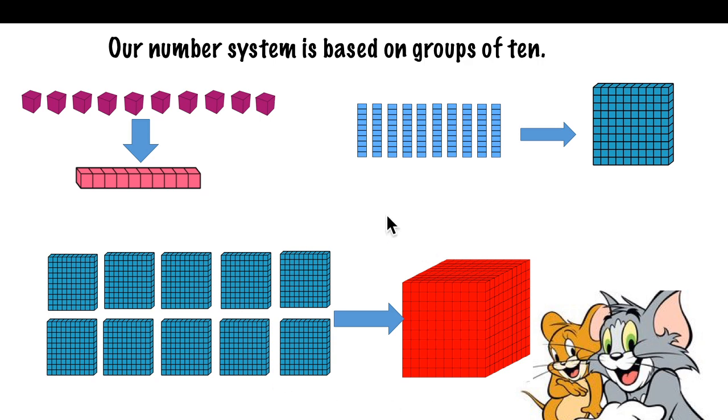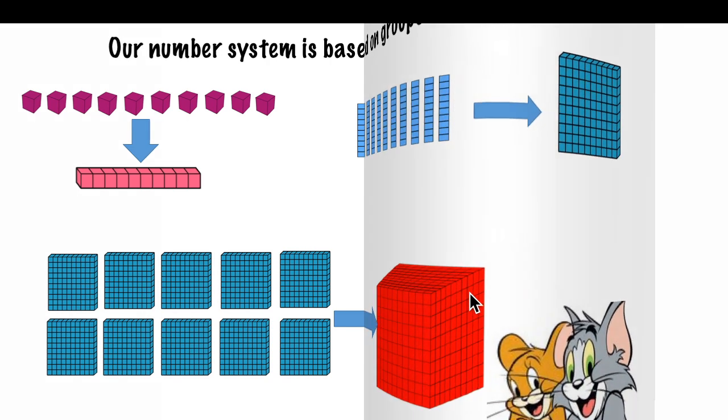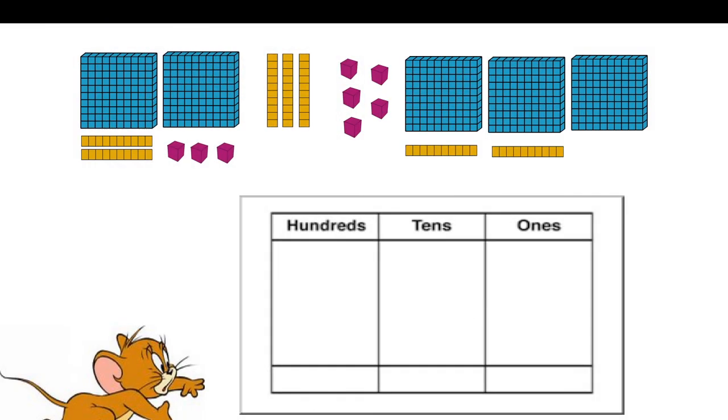1000. So these single blocks are used for ones. These blocks are used for groups of tens. And this block is used for hundreds. That one is used for 1000. We also learned that we can write the big numbers using the place value chart. We will start from ones, then tens and hundreds. Start from the right side to the left side.